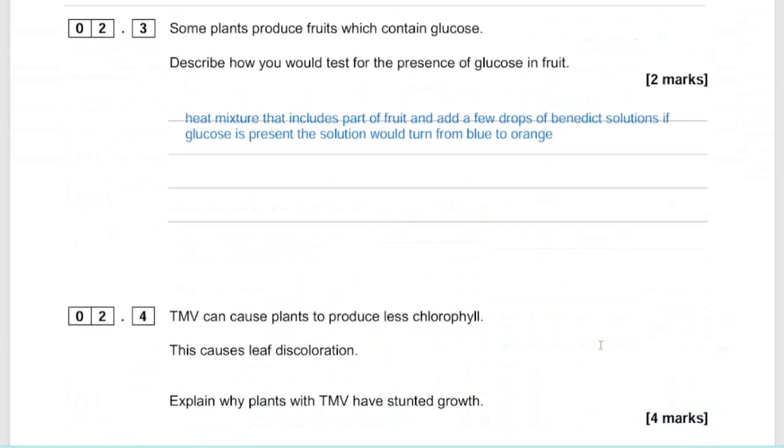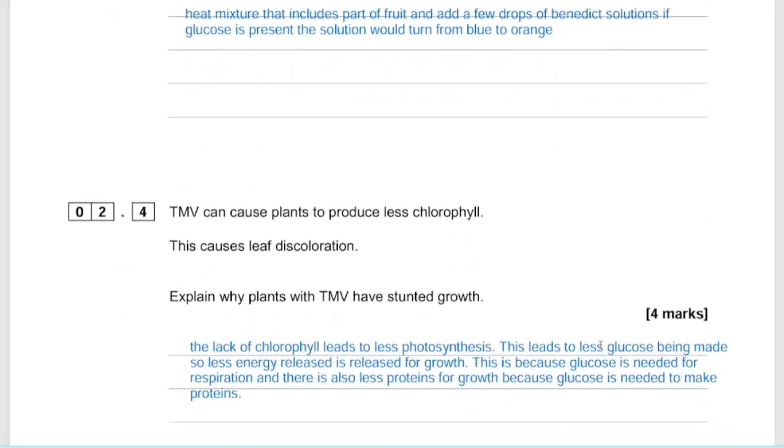Now, TMV can cause plants to produce less chlorophyll. This causes leaf discoloration. Explain why plants with TMV have stunted growth. The lack of chlorophyll leads to less photosynthesis. This leads to less glucose being made, so less energy is released for growth. This is because glucose is needed for respiration, and also there is less protein for growth because glucose is needed to make these proteins. Fairly 4 markers, but this contains all the marking points you'll need to get the full marks on this question. You just need to be a bit careful saying why the glucose is important for growth and why lack of glucose prevents growth.